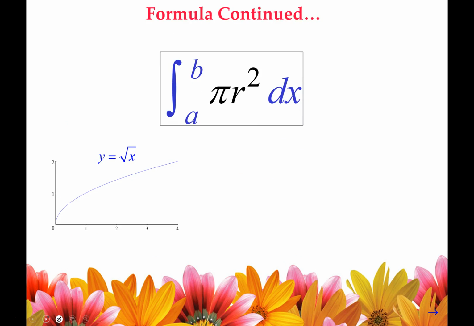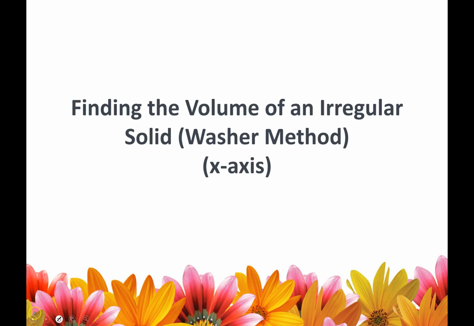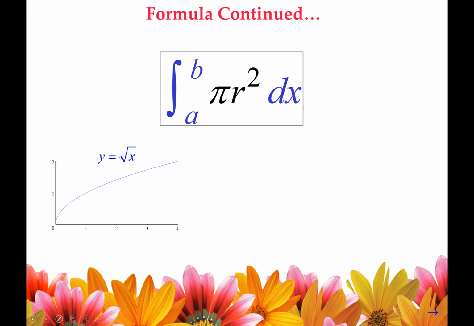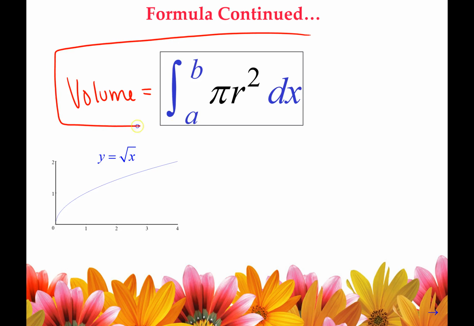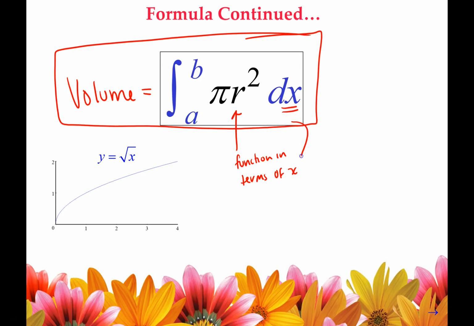So here's the formula that I would like you to write down. You certainly could write down the other one, but we have that the integral from a to b of pi r squared dx is going to give us the volume of our revolved curve. So please get this down. And I've already hinted at it, but your radius is going to be your function in terms of x, and the reason why is we're revolving it around the x-axis. Okay, and obviously this is a dx because we are revolving it around the x-axis.